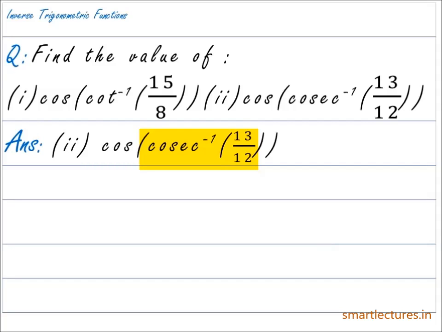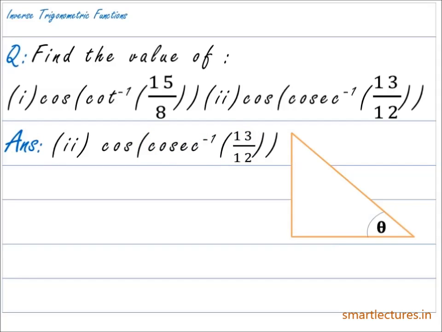So let's again draw a right angle triangle. In this given right angle triangle, the angle theta is such that cosecant theta is equal to 13 upon 12. Now cosecant theta is equal to hypotenuse upon perpendicular. So in this right angle triangle, if hypotenuse is equal to 13 units, then the value of perpendicular is equal to 12 units.